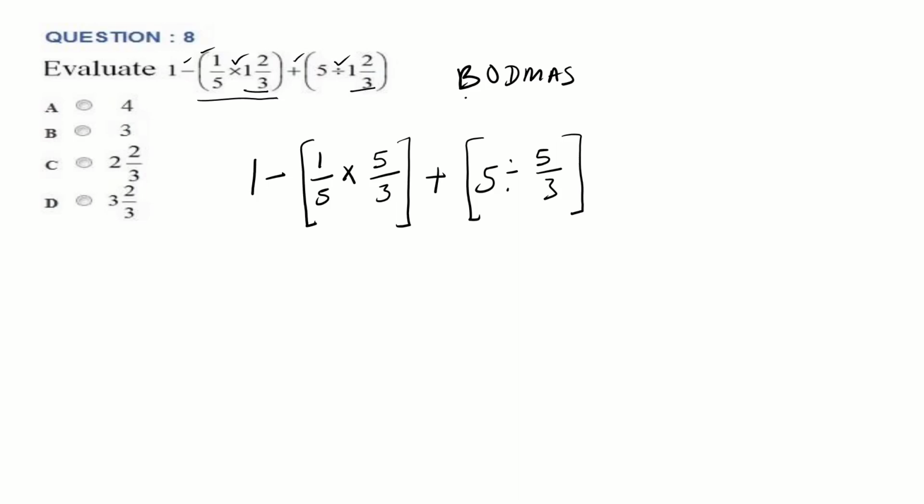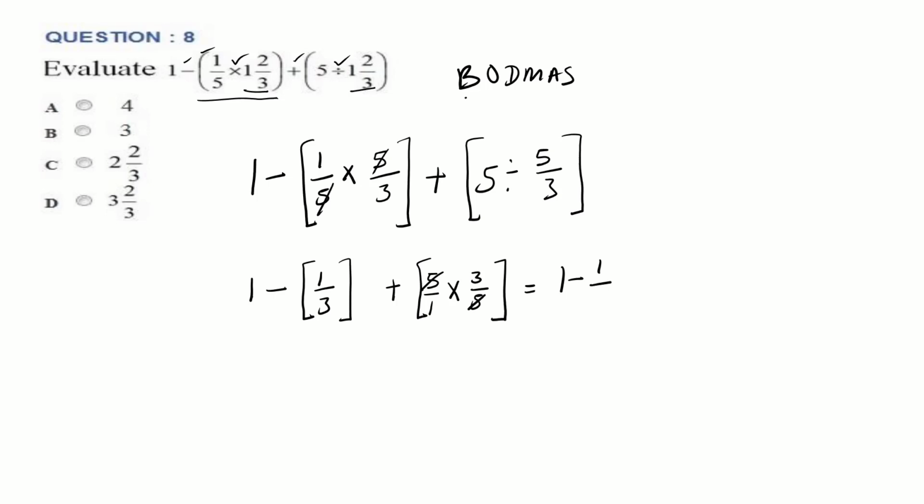So let's simplify further. We have 1 minus, here the 5 we cancel out, we have 1 over 3 plus, here we have 5 over 1, multiplied by, we are changing this division to multiplication, that is going to be 3 over 5. And then the 5s can cancel out. So we now have 1 minus 1 over 3 plus 3. 1 plus 3, that is 4 minus 1 over 3.